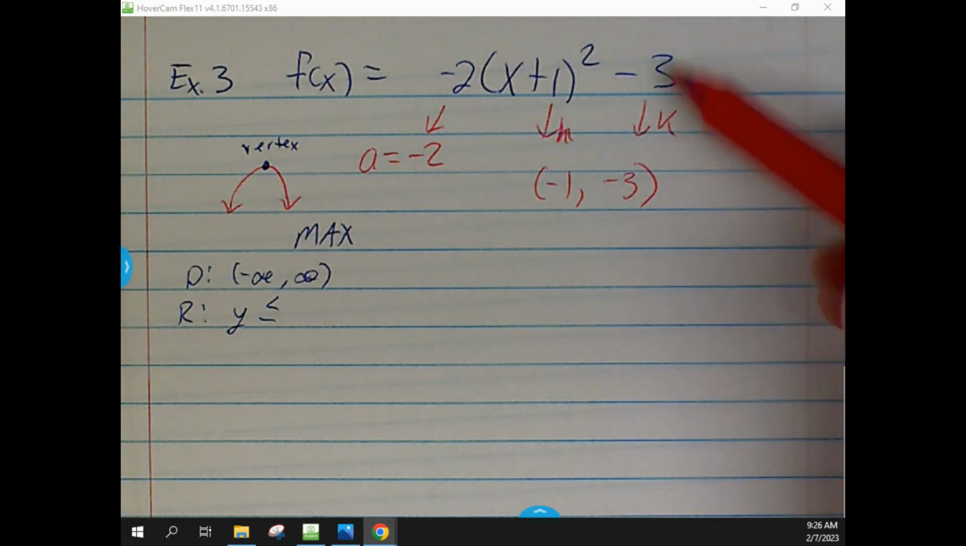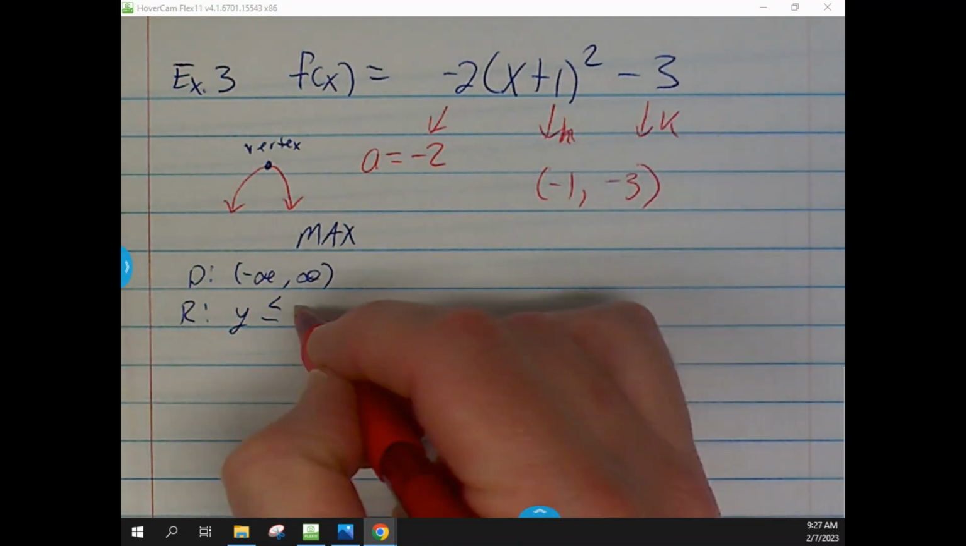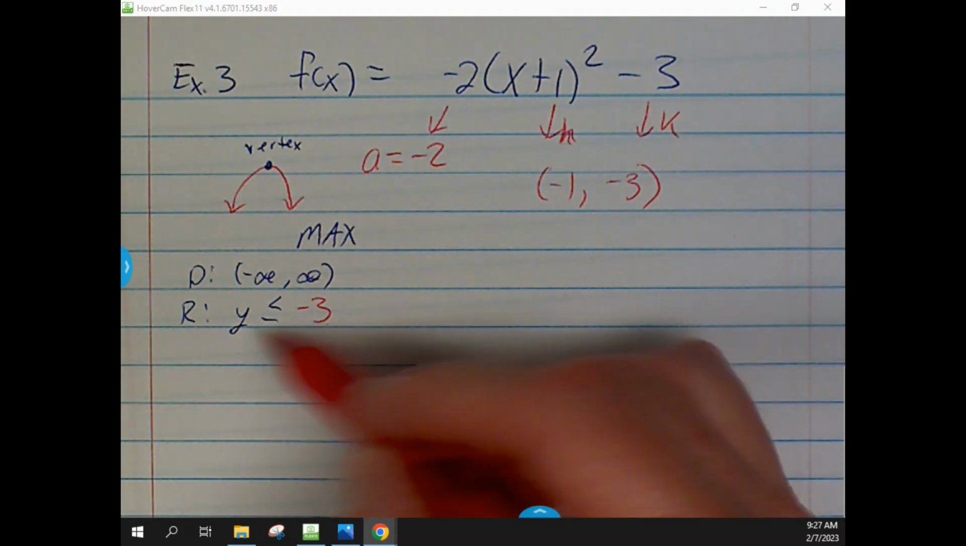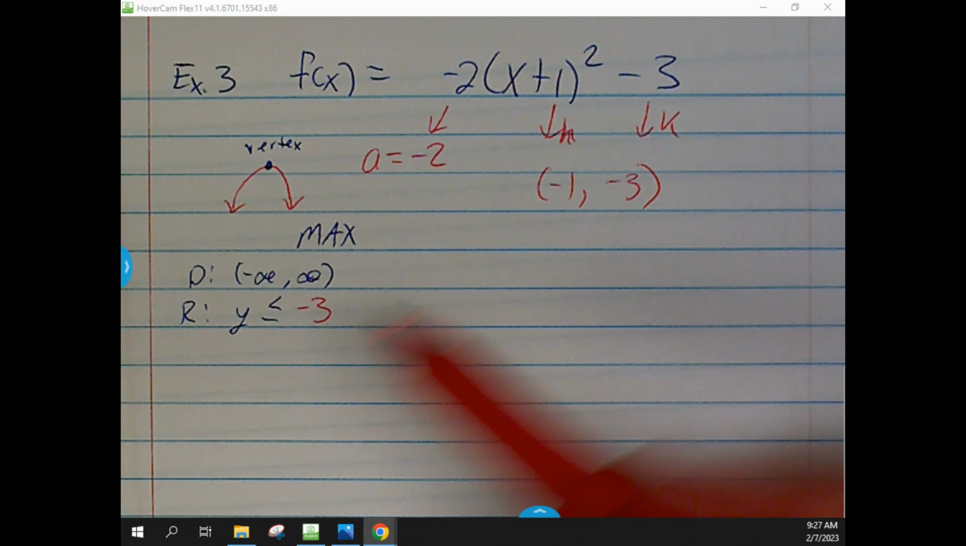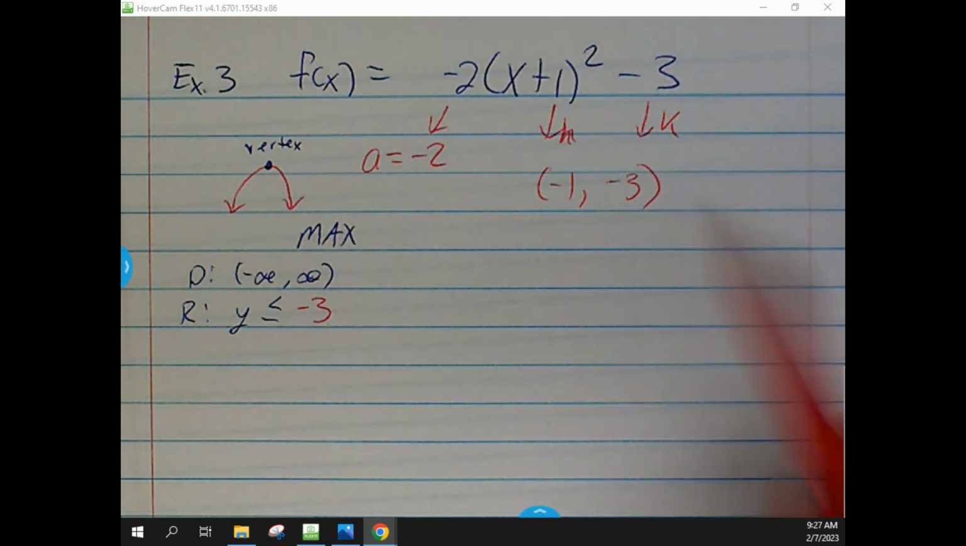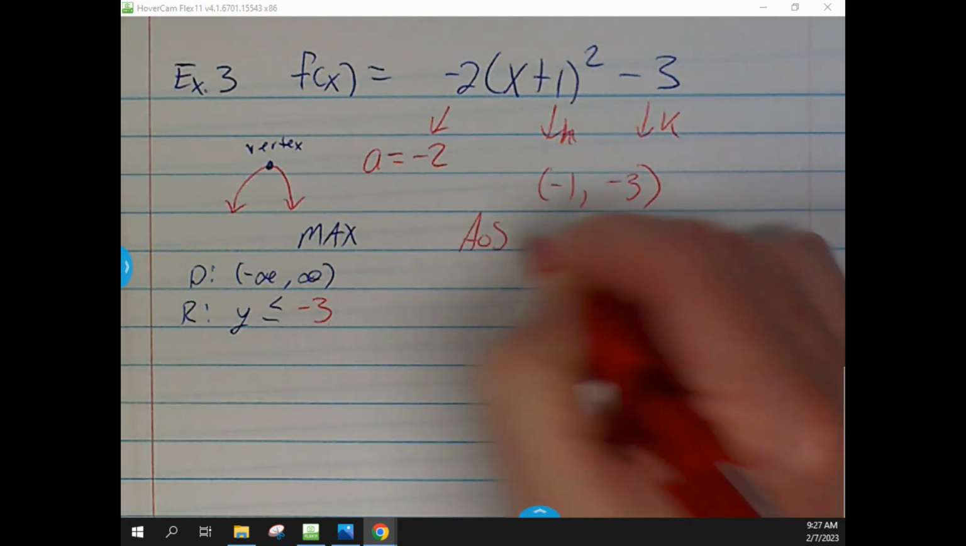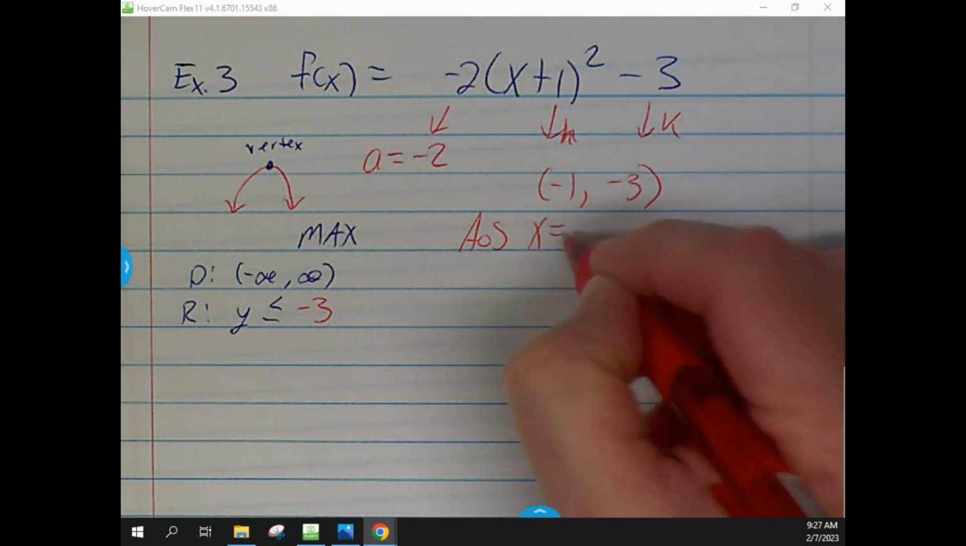Okay, and once you've got this number, now you know what the range is. That's your -3. So this number for your k value is always going to be your range because that's your y value. So you tell me, all right, what's the y value over here? It's -3. So we've got domain and range. Axis of symmetry is the x value. So whatever this number is, that's your axis of symmetry.